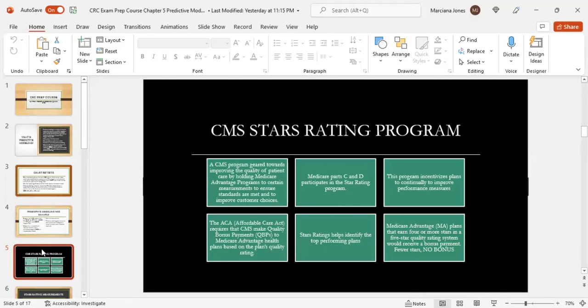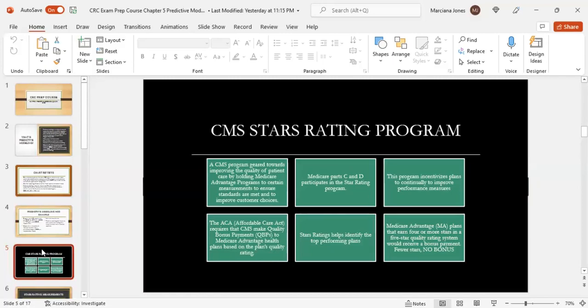So CMS has a STARS rating program. And the STARS rating program simply says, if you meet certain measures, then we'll give you a bonus at the end of the year for meeting these measures. So that incentivizes physicians or clinicians to give quality care to these patients because they're measured on the quality of the care, not the quantity, not how many people they see, but the quality of the people that they do see. And if the quality of these patients' health is being maintained properly and they're meeting these metrics in a good way, then these Medicare Advantage companies will receive a bonus payment.